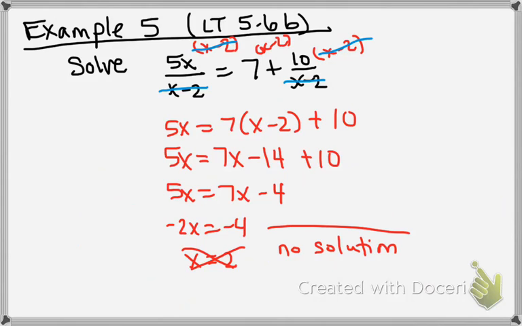So it is possible to get a no solution for these problems. It's also possible to get maybe 2 possible answers, but then when plugging them back in to check, only one of them works. And then like we saw in the last example, it is possible for both of them to work. So you just always have to make sure that you're checking to make sure that you're getting the correct answers.